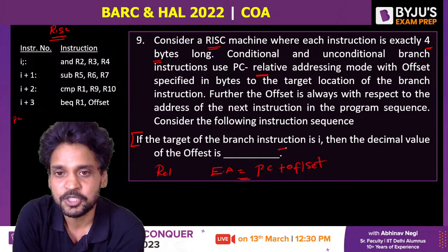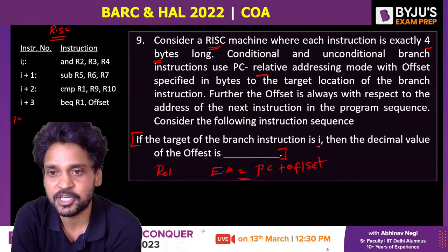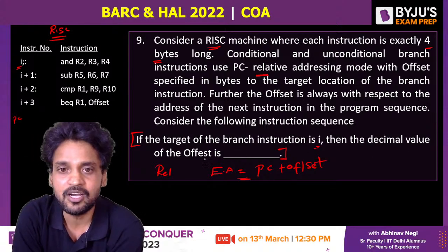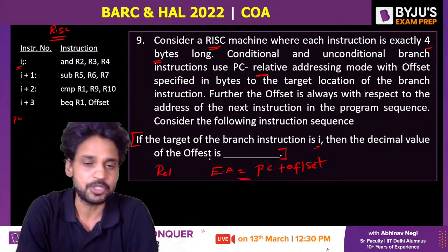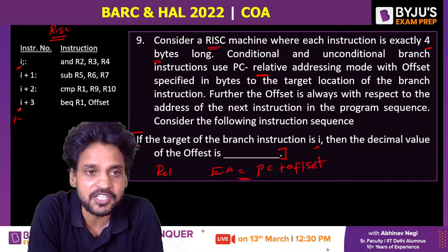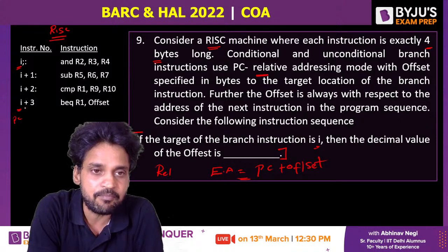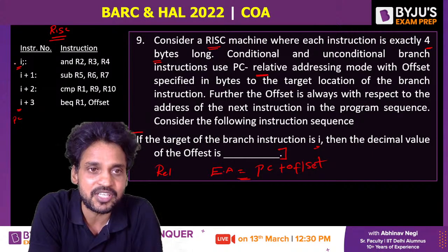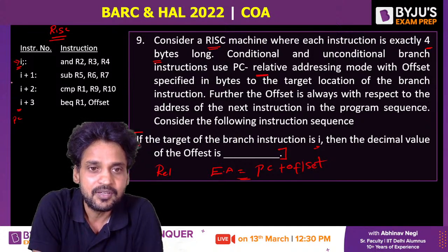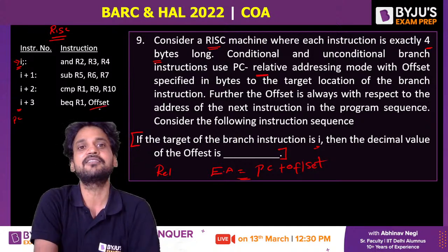Now come to the question. If the target of the branch instruction is I, then what is the decimal value of the offset? This is the question. The branch instruction is I plus 3. The fourth instruction is the branch instruction, and if it is a taken branch, the target will be the first instruction, that is I. If the I instruction is the target instruction, what is the offset he is asking for?